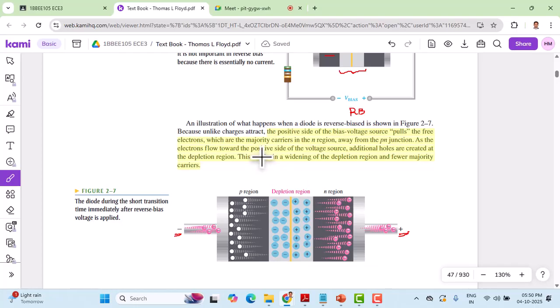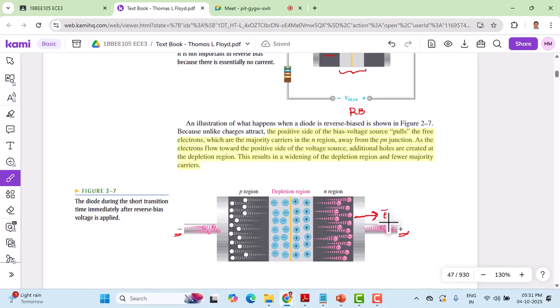Unlike charges attract each other. What do I mean by that? The electrons in N type are the majority charge carriers, and the battery voltage that we applied is positive, so the battery supplies positive charges. Definitely the attraction happens between the electrons and the battery, which attracts the electrons from the N region. So instead of moving towards the junction, electrons will move away from the junction. This is the direction of the electron.